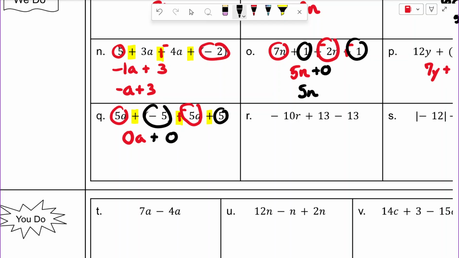All right, let's clean this up. What is 0 times any number? It is 0, so the a would be gone. And this is gone, so the answer here is 0. That's it. R, additive inverse. Negative 10r is by itself. And 13 plus negative 13 is 0, so the answer is negative 10r.